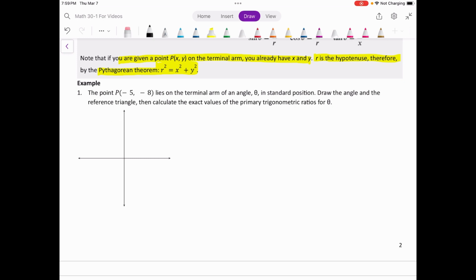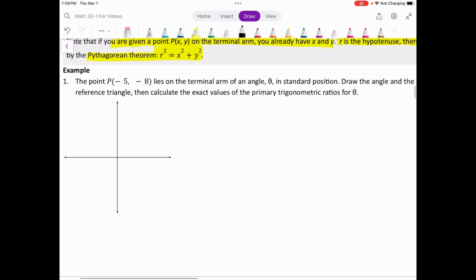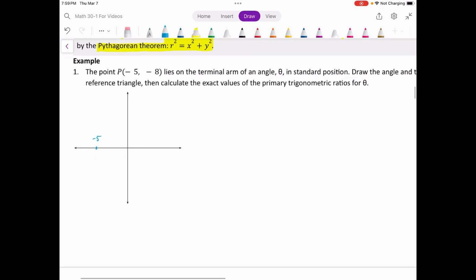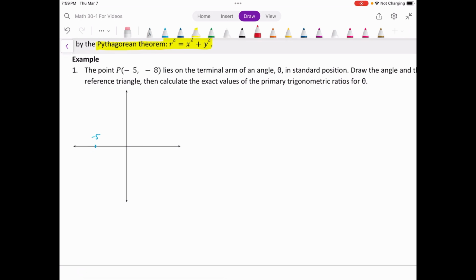Draw the angle and the reference triangle. Little diagrams are your best friend in the trig unit. So let's just first think about that point. -5 is the x coordinate of the point. So I'm just going to estimate -5, and -8 is its y coordinate, okay?